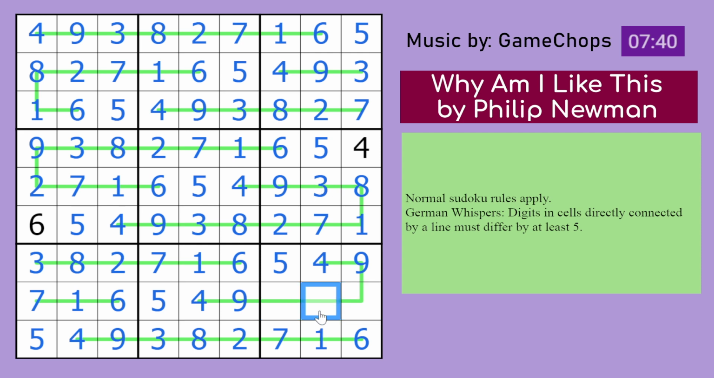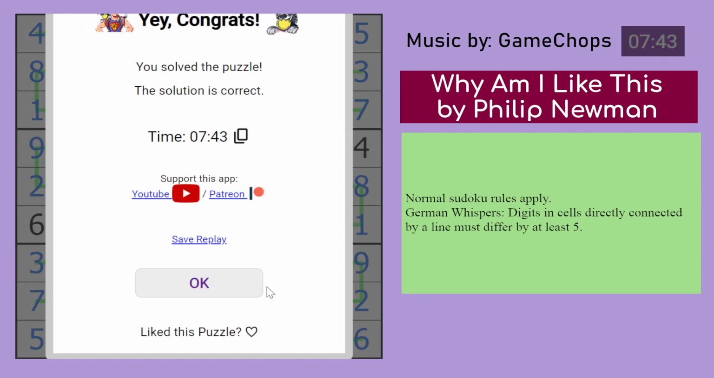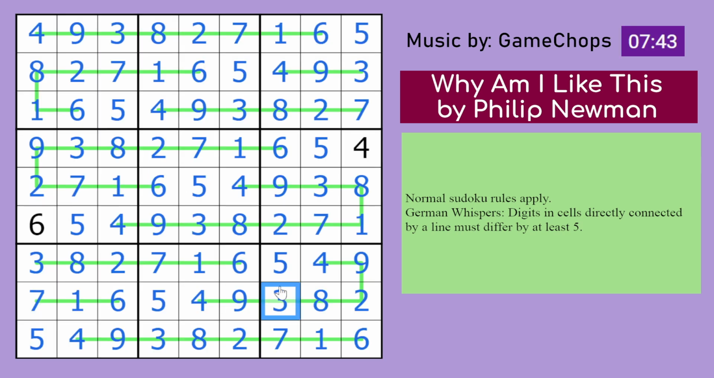8 has to go in the middle. 2 here means 2 is over here, and 3 is over here. There we go. Solved the puzzle in 7 minutes and 43 seconds. Nice. What an interesting puzzle.